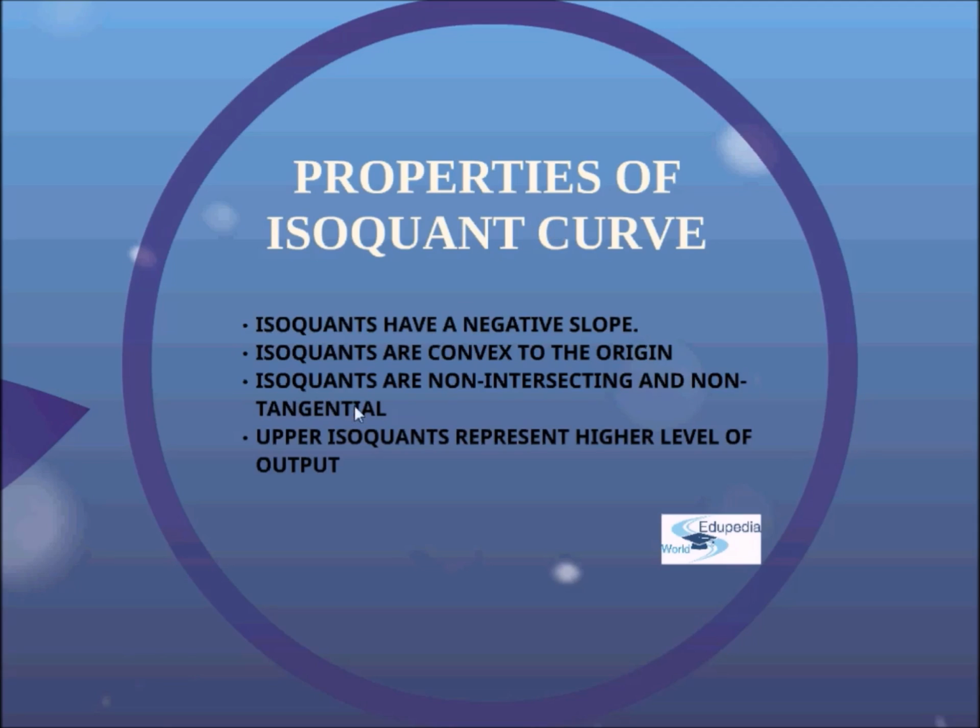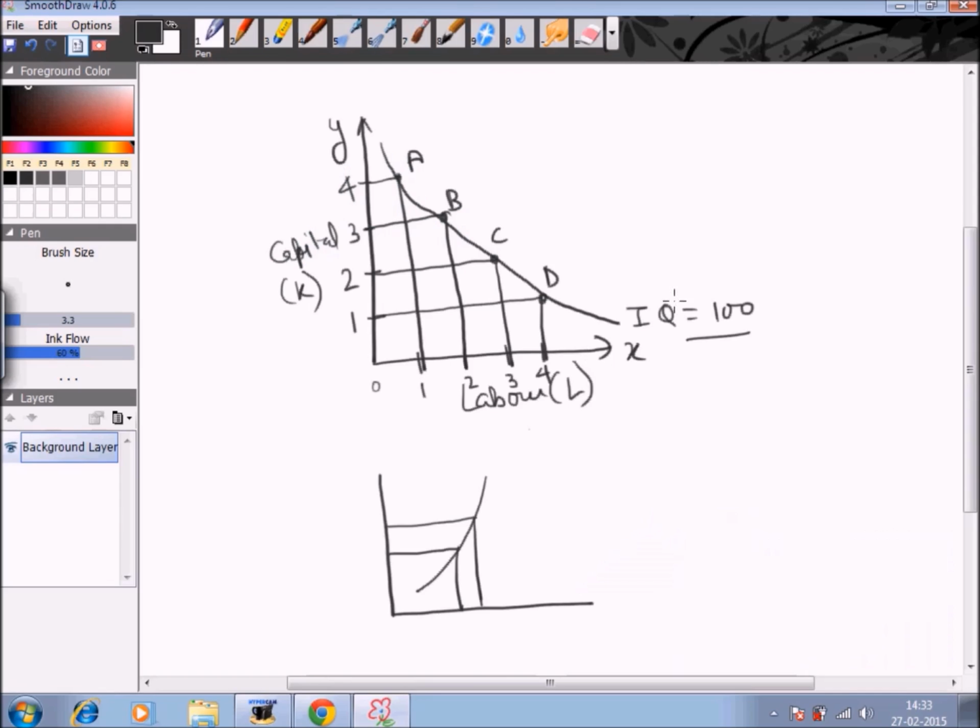The next property is that isoquants are convex to the origin. Now what does that mean? You can see here, this is the curve. We'll draw the curve again. This is the isoquant curve and it is convex to the origin.